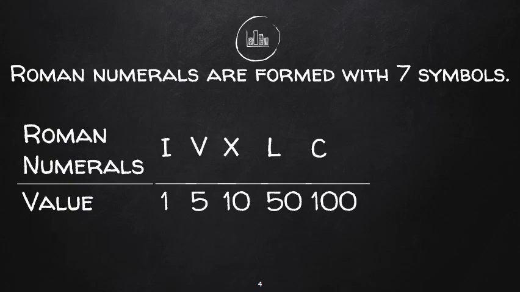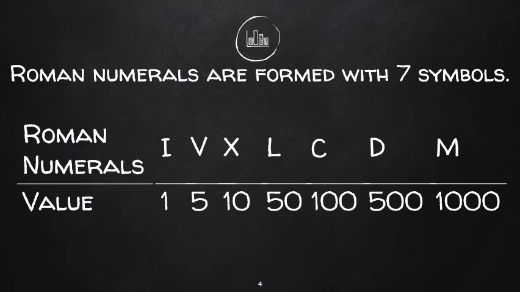The fifth symbol is C, and the value of C is 100. The sixth symbol is D, and the value of D is 500. The seventh and the last symbol is M, and the value of M is 1000. So, this way we have 7 symbols, and through these 7 symbols we form different Roman numerals.